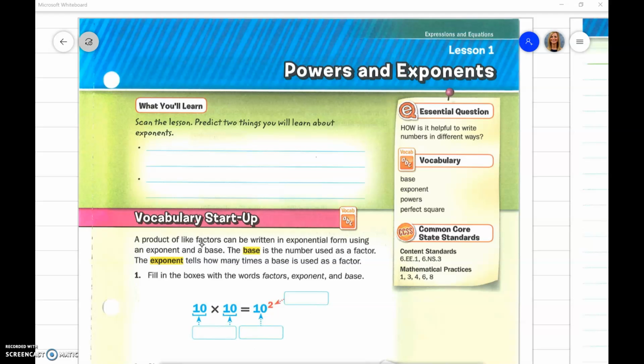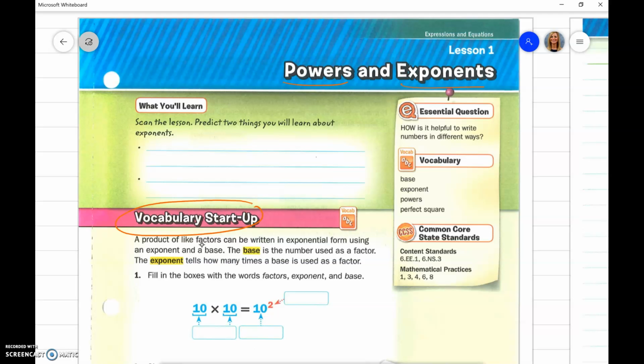So let's take a look at this first part. We are going to take a look at what vocabulary words we need to know, the most important pieces of what we need to know. We're going to be talking about powers and exponents. So a product of like factors can be written in exponential form using an exponent and a base. A lot of words that we might not have heard of. A base is a number that is used as a factor.